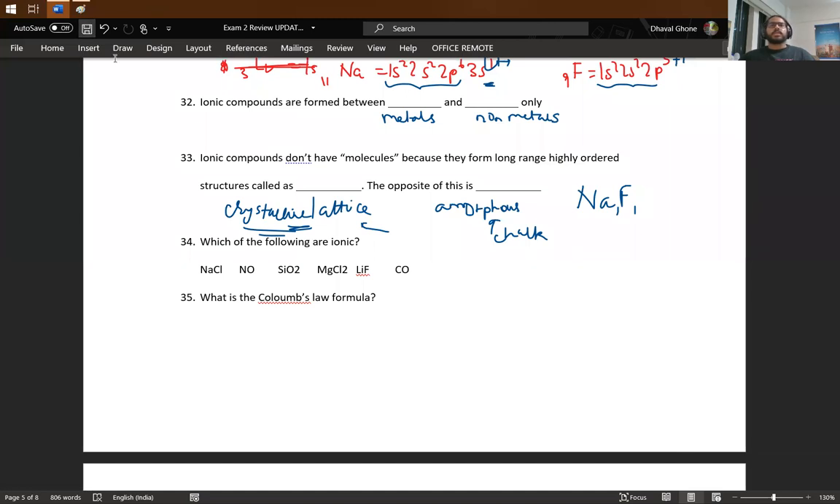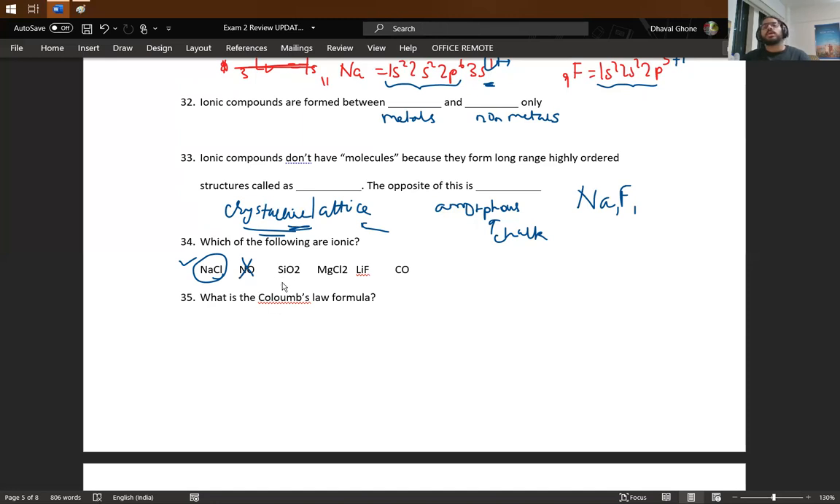Next question is, which of the following are ionic compounds? A good way to differentiate ionic compounds is seeing if the ions involved are of metals and non-metals. The first one is sodium chloride. Na is a metal, Cl is a non-metal, and NaCl is an ionic compound. Nitric oxide, N is a non-metal. If you look in the periodic table, N is a non-metal, O is a non-metal. Two non-metals form covalent bonds, not ionic bonds. That's not an ionic compound.